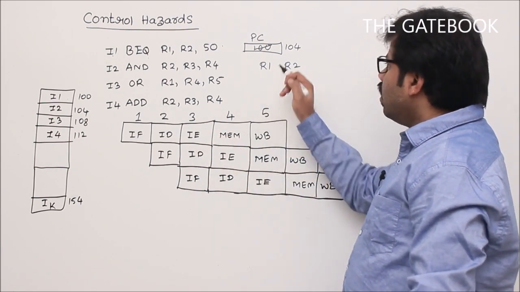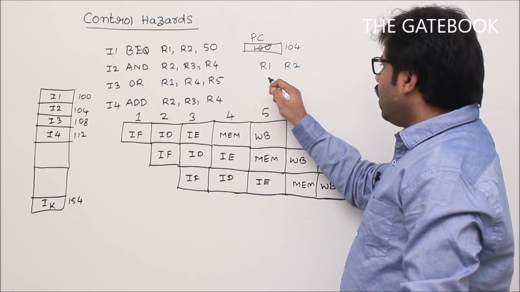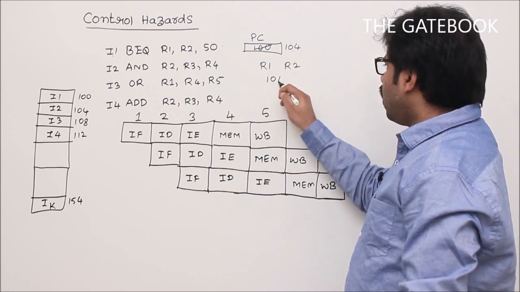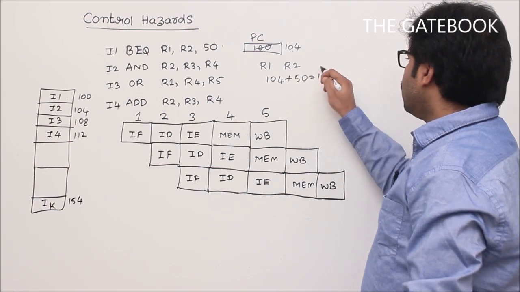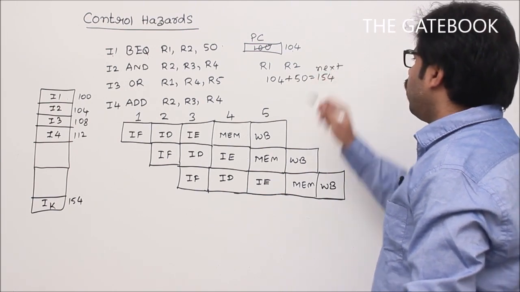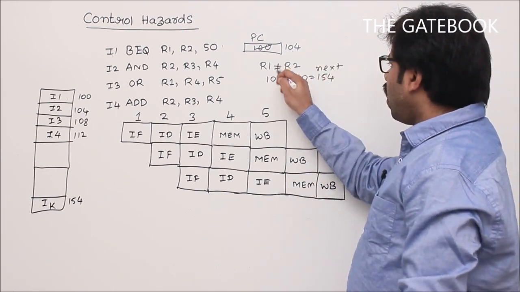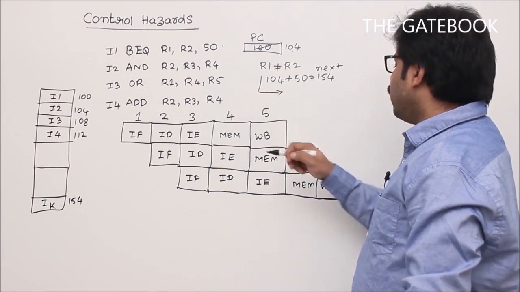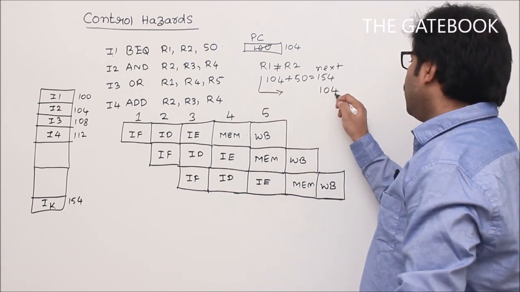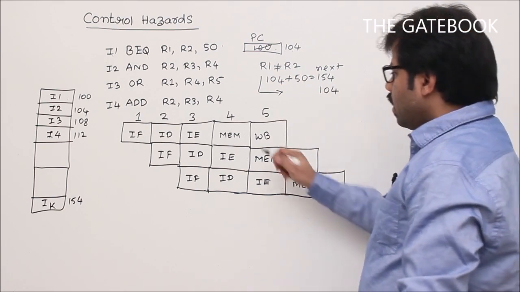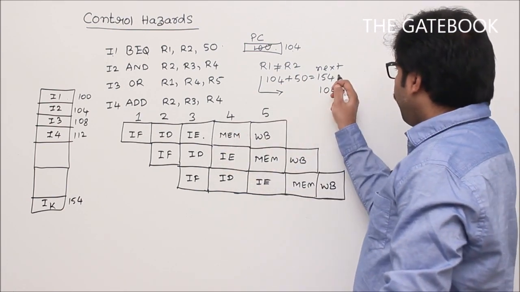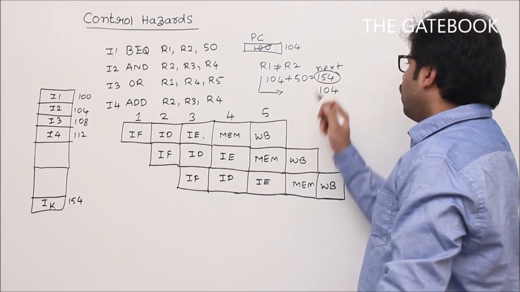If they are equal, then the effective memory address will be the program counter, which is 104, plus 50, that is 154. So the effective address, the next address, is 154. If R1 is not equal to R2, then the next address will be 104. That means we don't update the program counter. Understand? So finally in the execution stage we will be finding the effective address, which is 154.